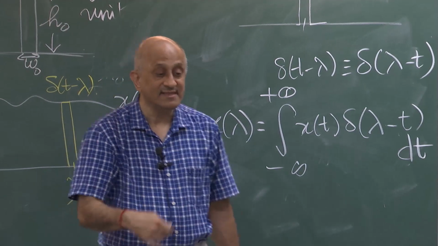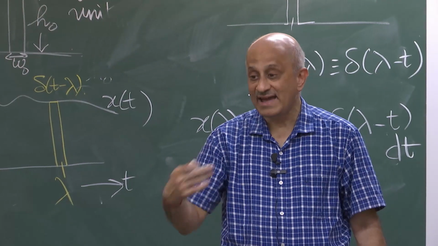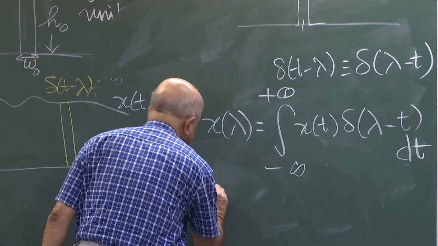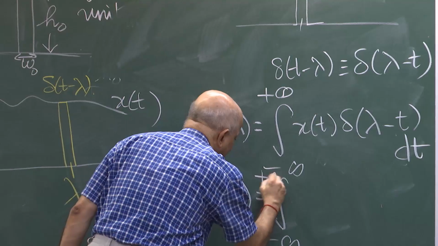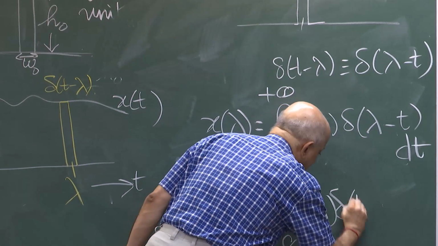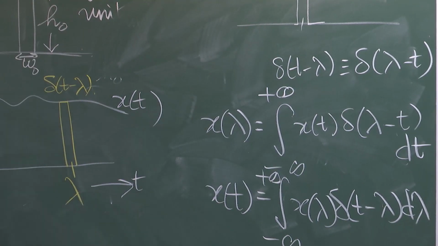We tend to think of t as the particular point in time, and lambda as a variable of integration. So, we can interchange the roles and we can say x of t is integral minus infinity to plus infinity x lambda delta t minus lambda d lambda. Right? Doesn't matter, it's just the name of the variables.